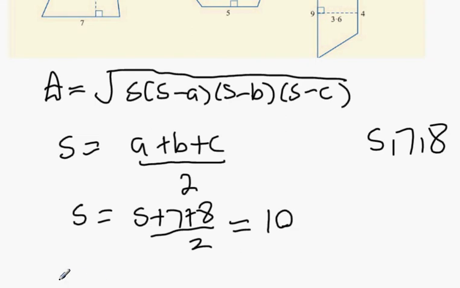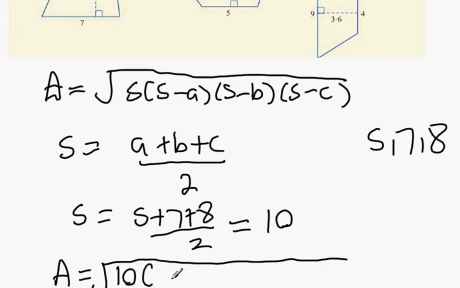No, it's 10. The area, therefore, is going to be the square root of, and you just replace anywhere you see S, replace with 10. So it's going to be 10 bracket, 10, it doesn't matter which one you make A. A is any side you want it to be. Call A 5. Then the second one is 10 minus 7, and the third one is 10 minus 8.